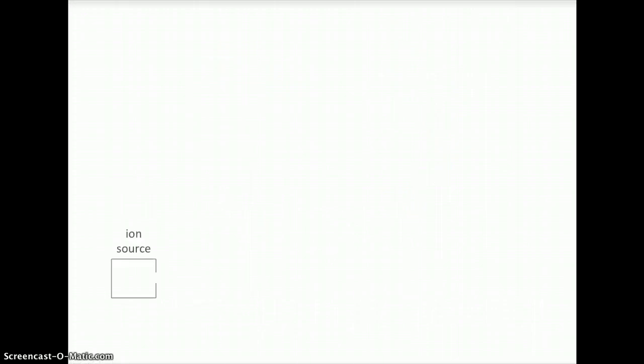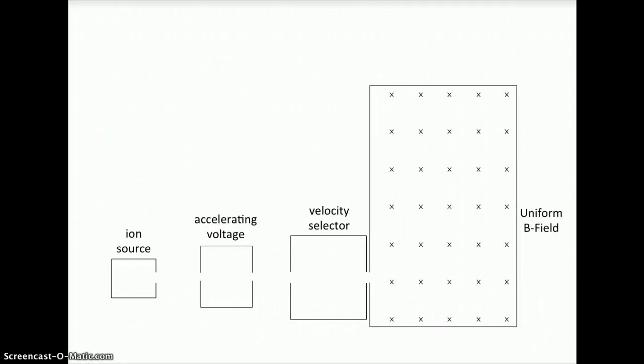Okay, so here's what you need to be able to know. You need to draw the ion source, the accelerating voltage, the velocity selector, and the uniform B field. And it's fine to just draw boxes like I've shown. You don't need to put the specific diagram from before. There's also a detector you would want to draw if asked to draw this picture.